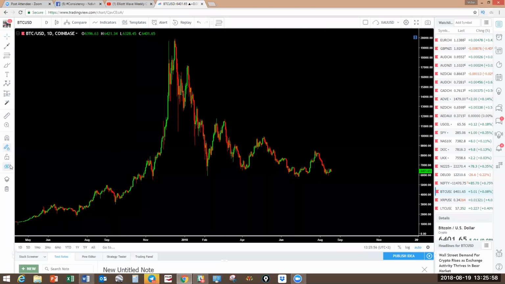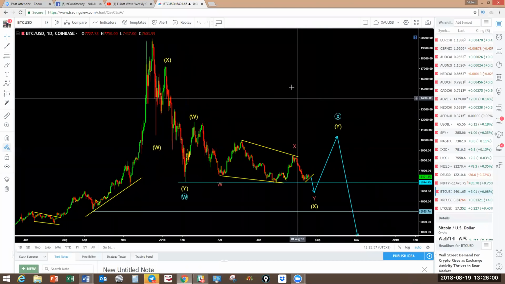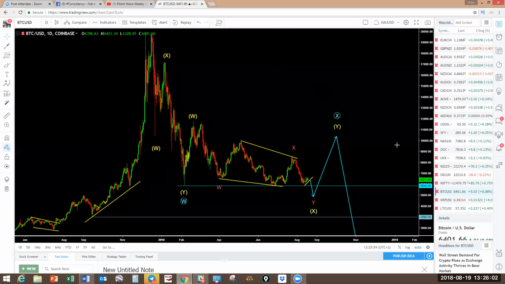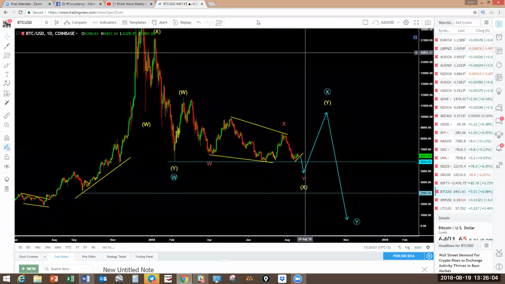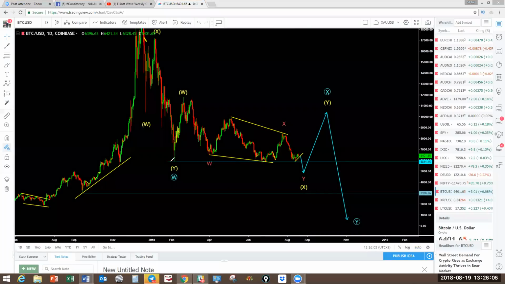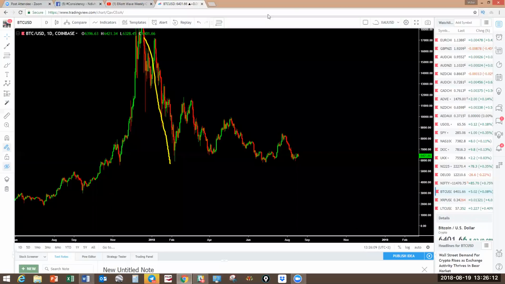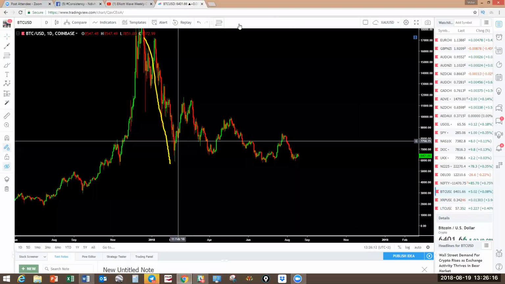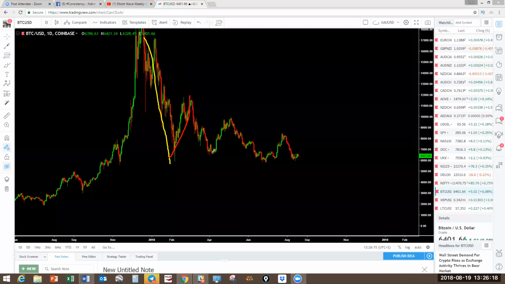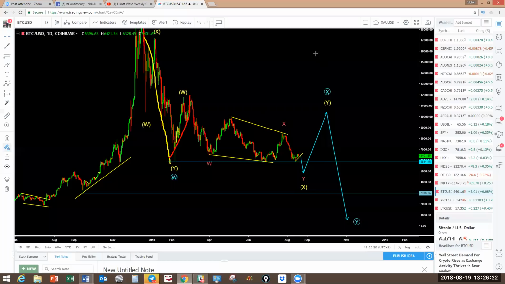Let's have a look at how this is playing out. So Bitcoin has made this structure. It's a clear structure. You've got a move down, which comes down in 3 waves, and I'm looking at this as a correction. Let's have a look at what we are looking at here.